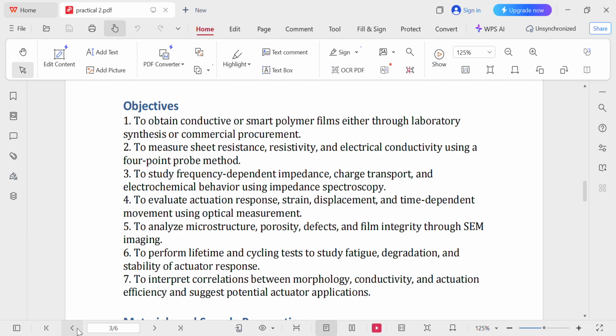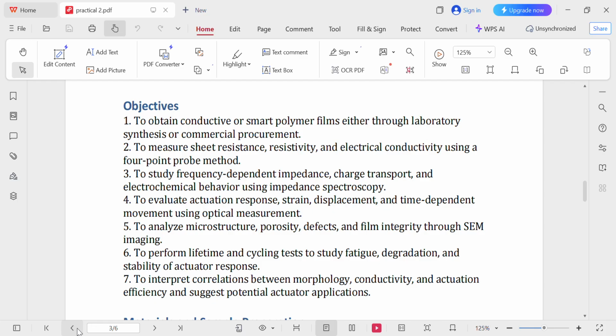To obtain the conductive or smart polymer films either through laboratory synthesis or commercial procurement. Means to get the conductive polymer film either by making them in the lab or by buying them from the market. To measure the sheet resistance, resistivity, and the electrical conductivity using a 4-point probe method.